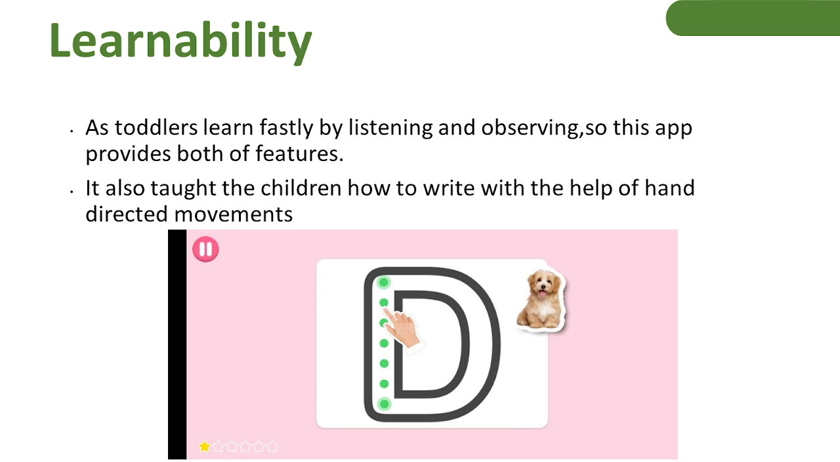Now we are moving towards the components of usability, and first of all we will have learnability. Basically, what is learnability? Learnability is how easily a user can accomplish their task. As toddlers learn fast by listening and observing, this app provides both of the features. So that is the good point about the learnability component. You can see in the attached picture that the existing interface helps the children learn how to write with the help of hand directed movements, and the color combination used in the interface is very user friendly and attractive to children.